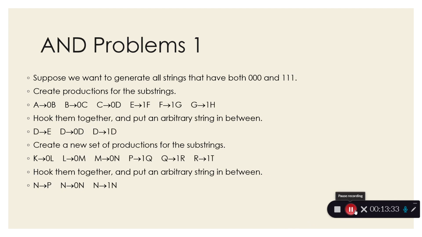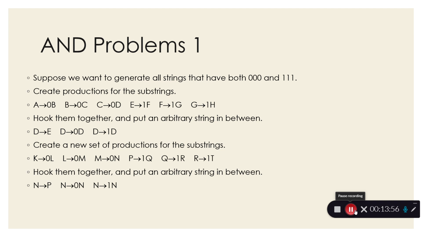Now let's look at an AND problem. Suppose we want to generate all strings that have both 000 and 111. I like to choose these two strings because they don't overlap. With an AND problem, you do have to account for that if the strings do overlap in some way. But I don't want to go to that trouble here, so we're not going to.